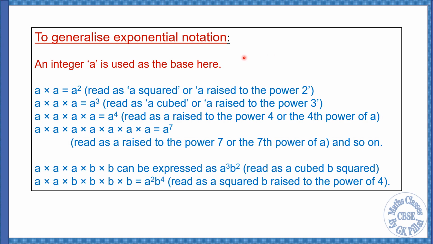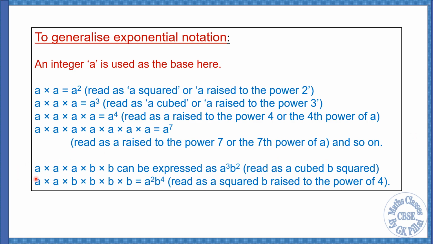Whatever I discussed till now, let me generalize it. An integer a is used as the base here. It can be any other number also. A into a will be a squared. I already discussed a squared, or a raised to the power of 2. A into a into a is a cubed, or a raised to the power of 3. 4 times when you multiply, a raised to the power of 4, or the 4th power of a. When you multiply 7 times, it will be a raised to the power of 7, or 7th power of a, and so on.